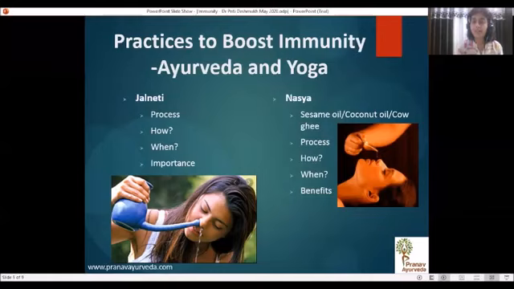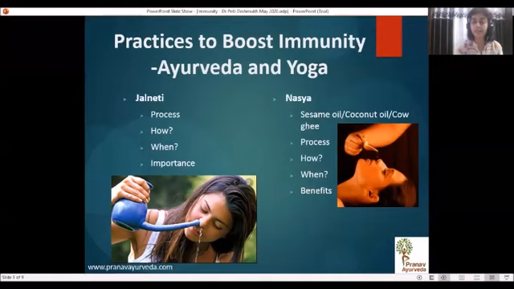When sesame oil or coconut oil or cow ghee are used, first lukewarm it and then pour 2 to 4 drops in each nostril and then lie down in the same posture as shown in the figure for 100 counts and then turn towards the right lateral side and lie for 10 minutes.